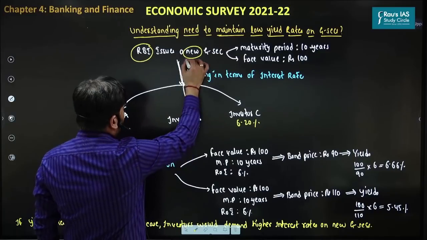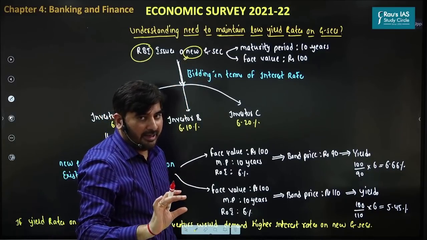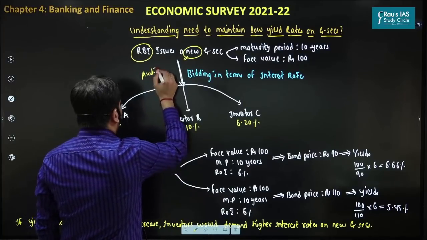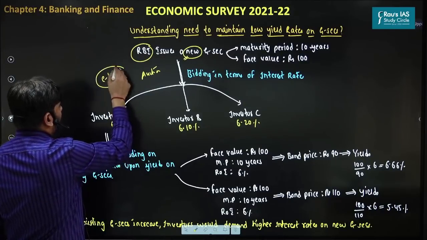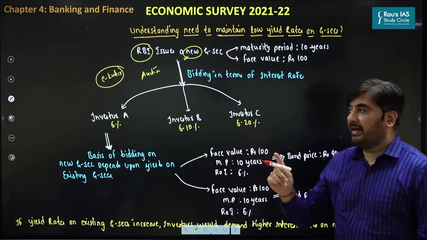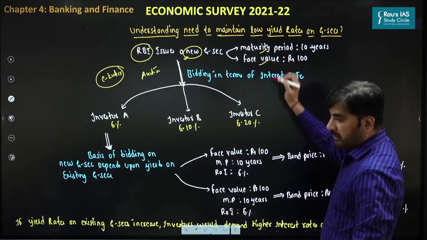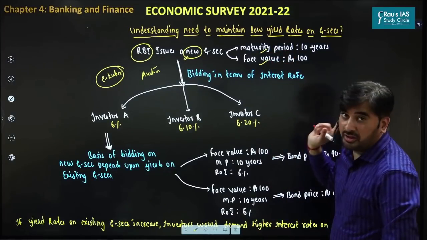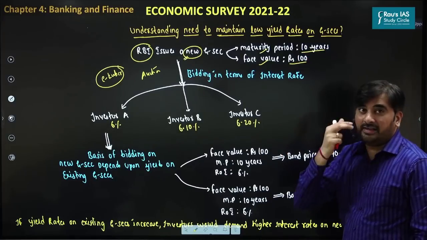So when it is issuing a new government security, RBI will carry out an auction of the government security. This auction is carried out on a platform known as the e-Kuber platform. When carrying out this auction, RBI will mention only the maturity period and the face value. For example, here the face value is ₹100 and the maturity period is 10 years.